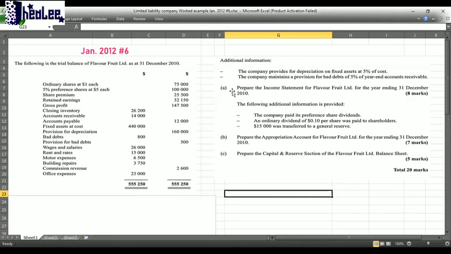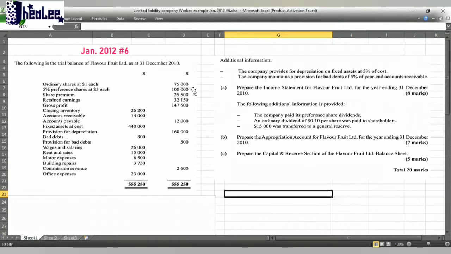So what you're required to do is to prepare the income statement for Flavor Fruit Limited for the year ending December 31st, 2010. We're going to do part A of the question before we look at B and C. We're going in stages. So in A, we're asked to prepare the income statement. In preparing the income statement, you have to go to your trial balance, assess the list of balances, and look at where you're going to begin. That is a tip. So in the exam, look at where you should begin.